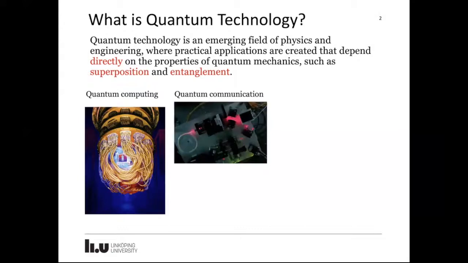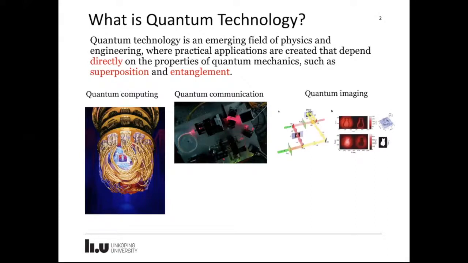Another field is quantum communication. This is an area I work on. This actually relies on single photons and entangled photons to transmit information. And that allows us to improve the security of communication systems. And also it's the way that we will be able to connect quantum computers across a future network of the so-called quantum internet.